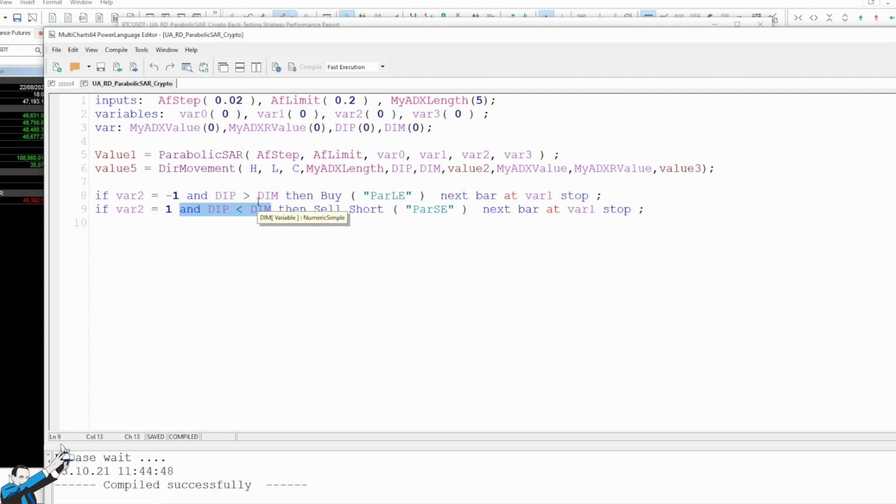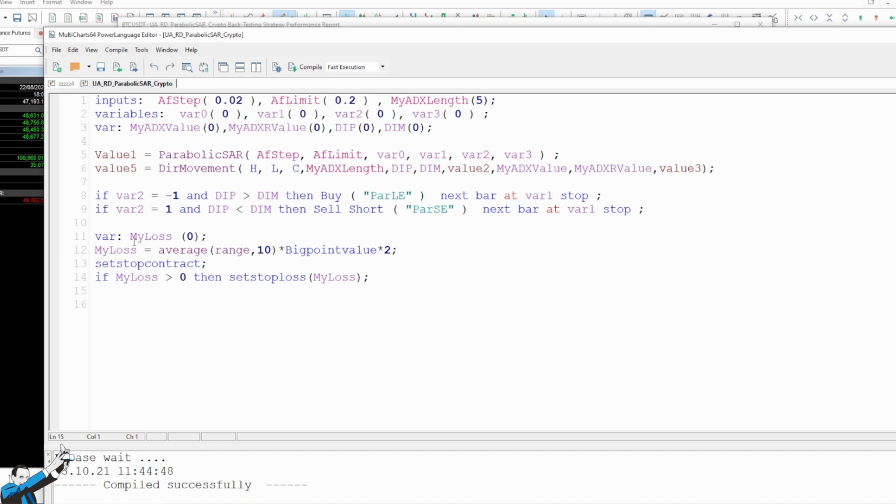At this point, we can go ahead and add a monetary stop loss, for example, one based on the average monetary excursion of the last n bars. We set our stop loss by introducing a simple variable and calculating its value by multiplying the average range of the last 10 bars by the big point value of the instrument and then by 2 to give the position some room to develop. Then we add a set stop contract instruction and the keyword to activate the stop loss at the end. Let's compile the strategy and go and see what happens.